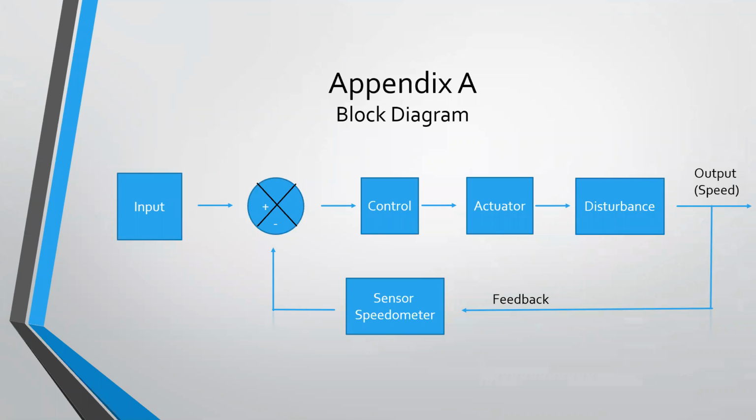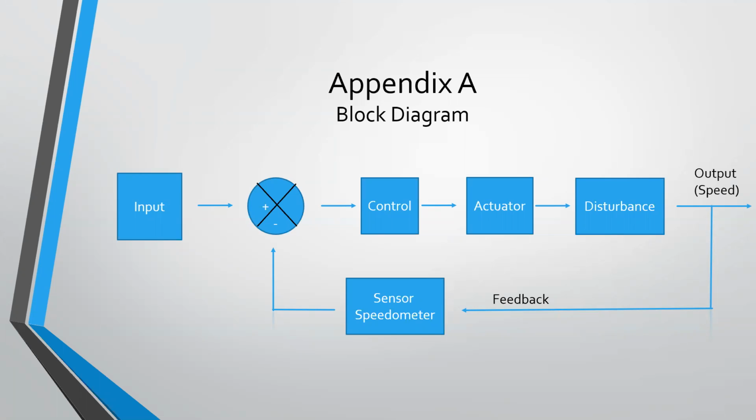This is a block diagram of the cruise control system we will be analyzing. In our system, we have an input, a control module, actuator, a disturbance, and output feedback, as well as our sensor. In our system, our input is going to be the desired set speed for cruise control. Our control will send the signal to adjust the speed. Our actuator adjusts the RPM of the vehicle, usually at the throttle body.